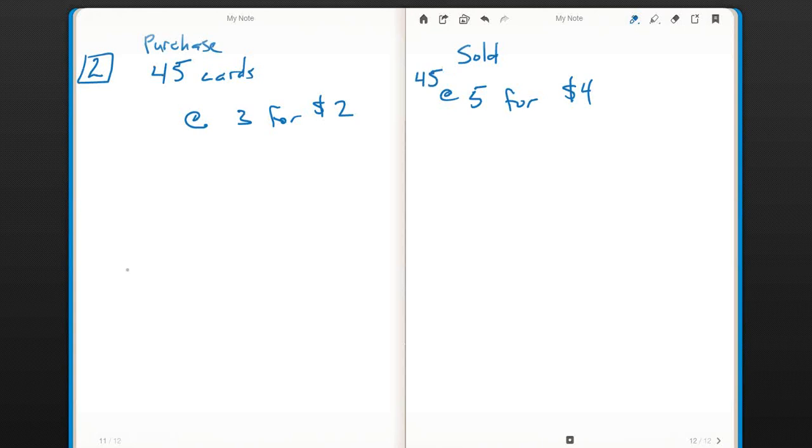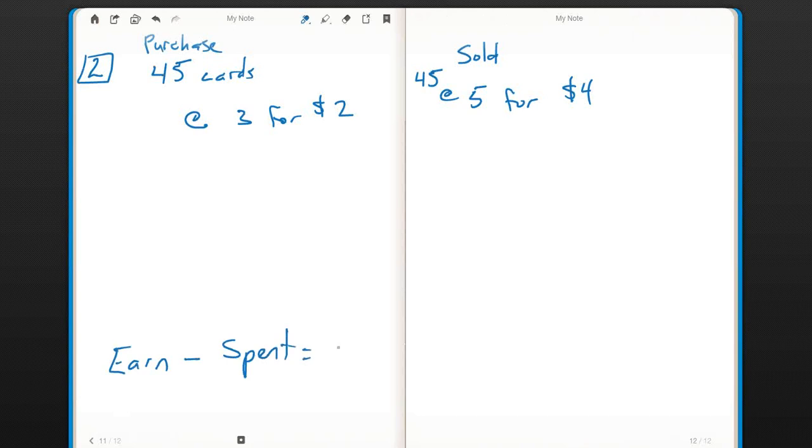Well, of course, how much you make is how much you earn, subtract how much you spent, right? That's the first thing we have to do. So we need to find out how much you earn minus how much you spent, and that is profit, or in this case, what it says is how much did you make. So if you have 45 cards at 3 for $2, first thing you have to do is take your cards and divide them up into groups of 3. I have 15 groups, and each of those groups I'm going to pay $2 for. So what I find out is when I purchased the cards, I spent $30 purchasing the cards.